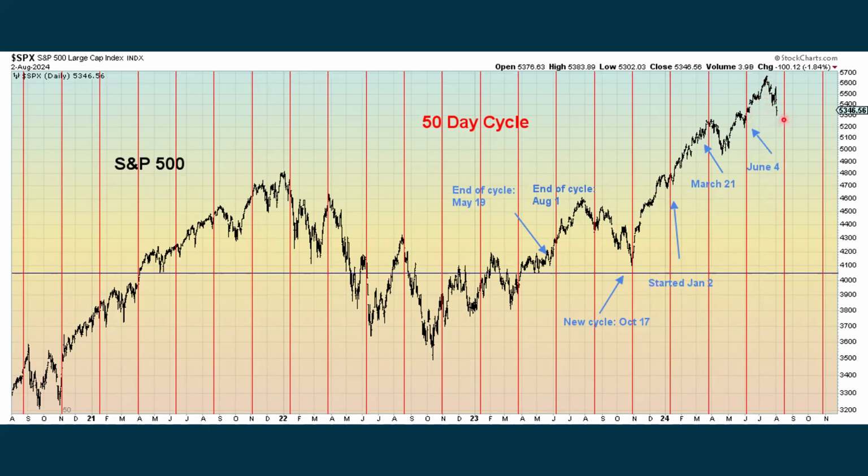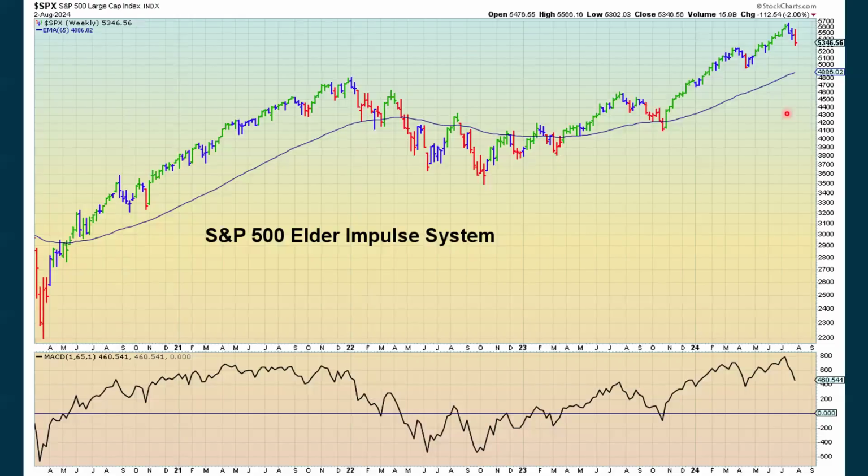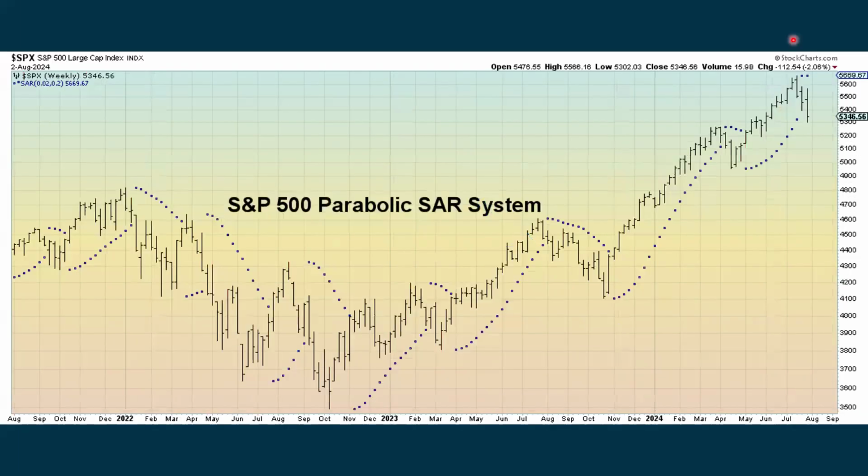Probably for next week's video, I'll actually figure out what the date is going to be for the next time this cycle starts. I just use this as kind of entertainment. I don't really base things around this. But we're now negative after being neutral with the Elder's Impulse system here on the weekly chart for the S&P.